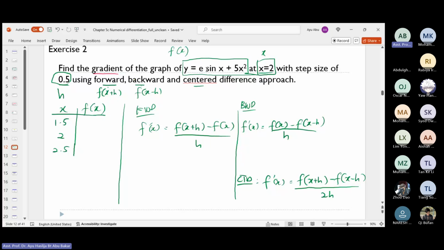It is e to the power sine x, not sine x. So in your calculator, you should put the e sign and in brackets sine x. Remember the mode, since it involves sine cos, you use radian.